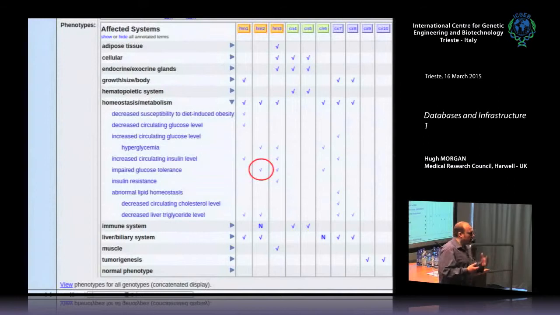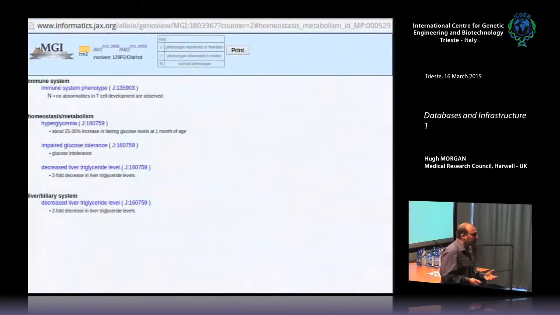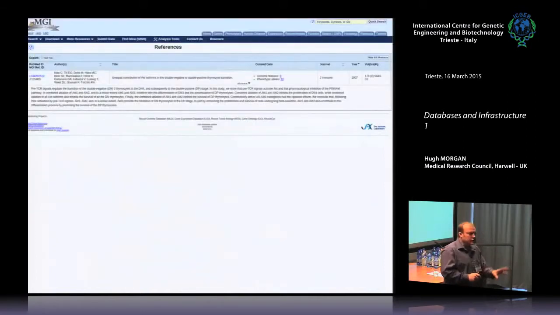In this case, I'm going to forget most of that. What I'm interested in is why does this particular allele, in this case the column indicates the allele on a particular background, cause impaired glucose tolerance. So clicking on this tick takes us to the details that were included in this publication, and I can drill down to exactly what publication resulted in this phenotype annotation.